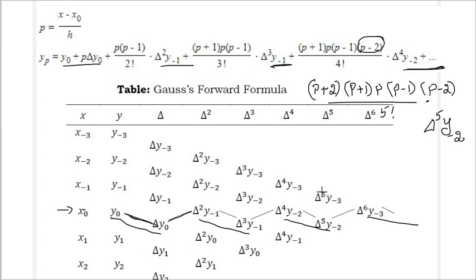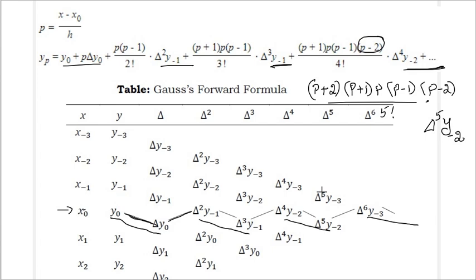So first, let us do one thing. They are asking us to find the value of e power 1.17. It means they are asking us to find f of 1.17. So the x value is given: x is 1.17. Alright, so in the formula we know what p is. Now p is nothing but x minus x0 by h.